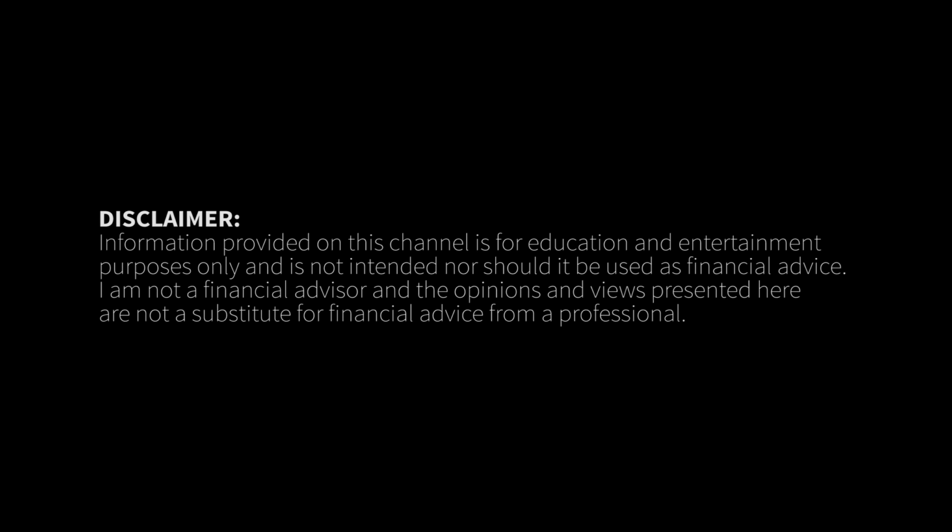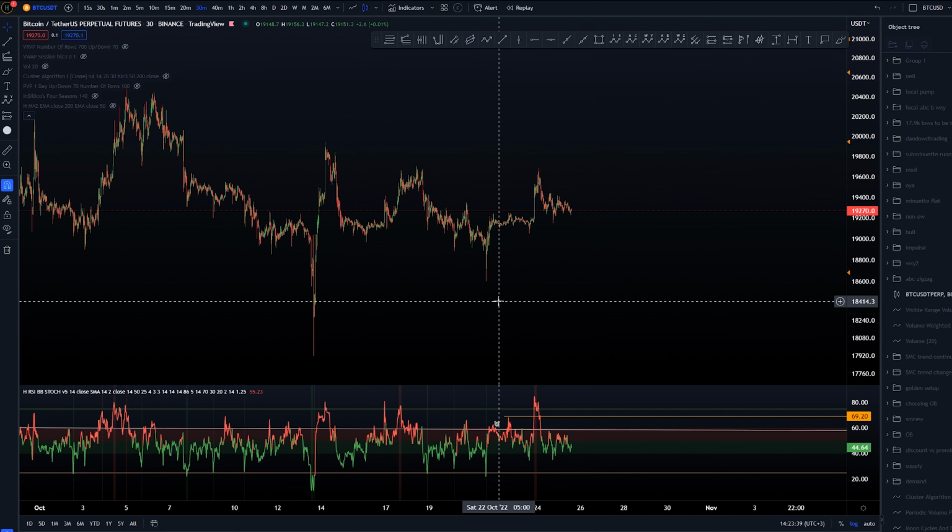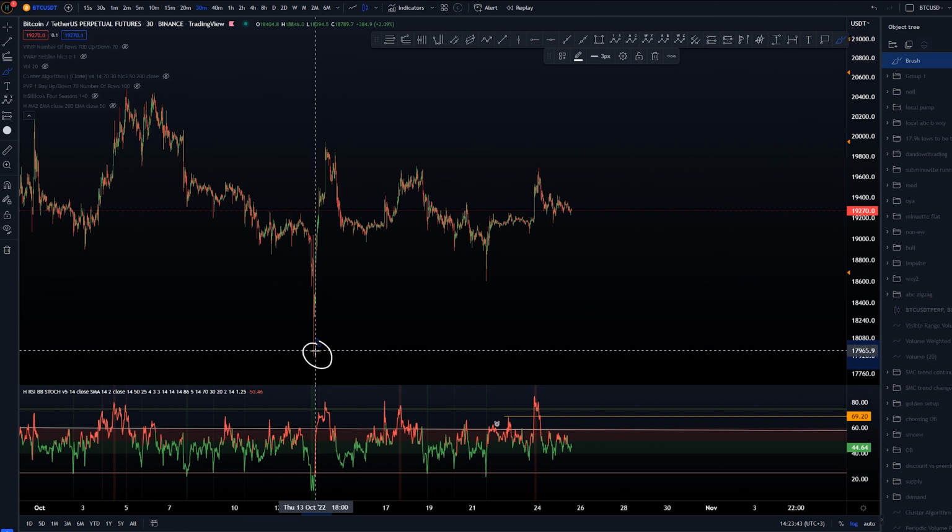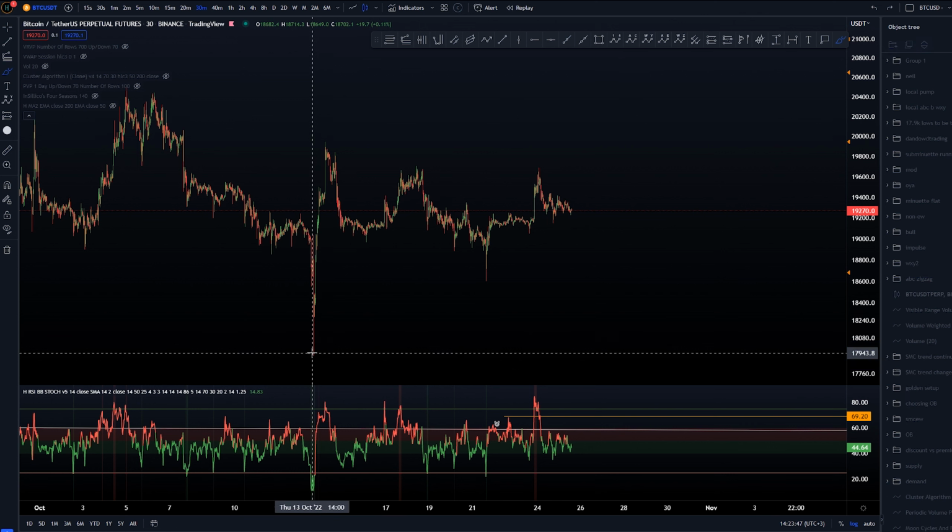I'll cover the analysis with Elliott Wave theory and provide multiple scenarios the price may take, and explain why I prefer one count over another. Let's take a look at the different possibilities. Starting here on the 30-minute time frame, today we're going to be focusing on the structures starting from the lows of 17.9k around the 13th of October.